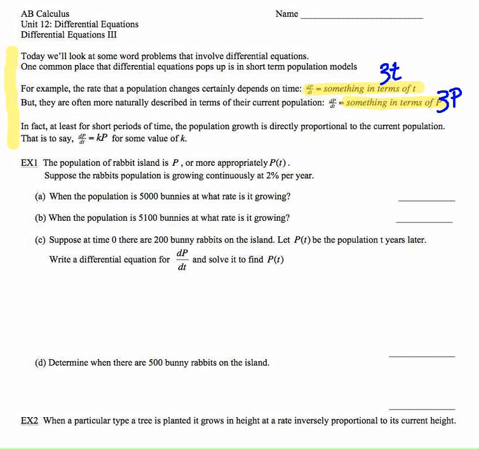So just a quick reminder: if two quantities are directly proportional, they have this relationship. The one changes with the other, and there's some sort of constant k. So here, let's do example 1 in purple.